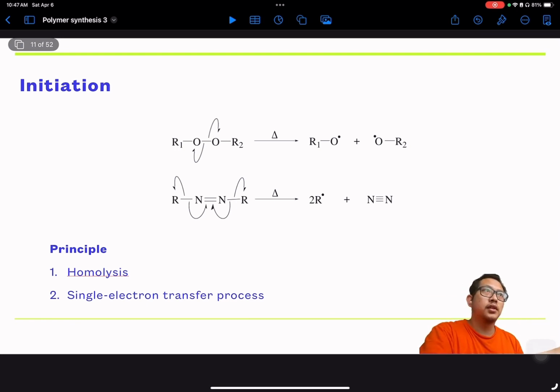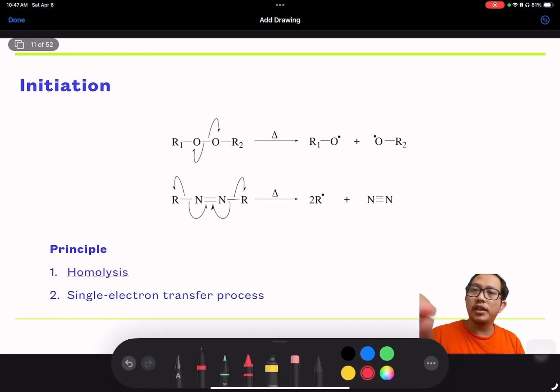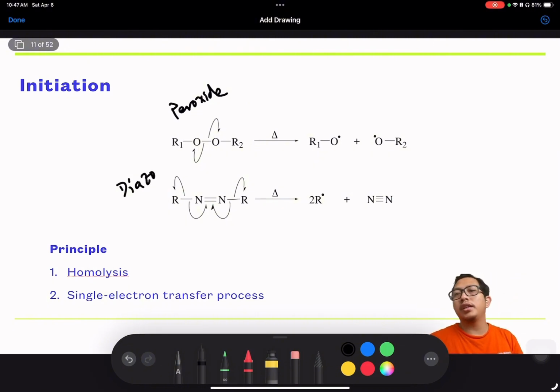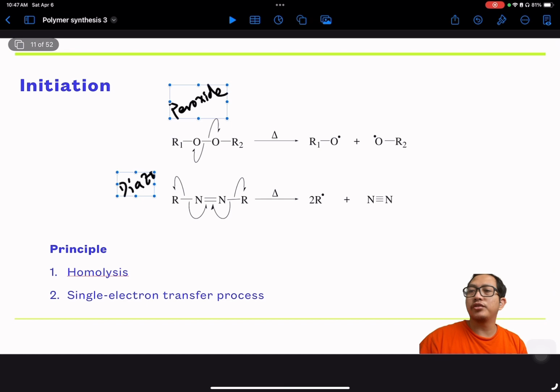So the first one here is the peroxide, and this is the diazo molecules. And these two are the common initiators in chain growth polymerizations.